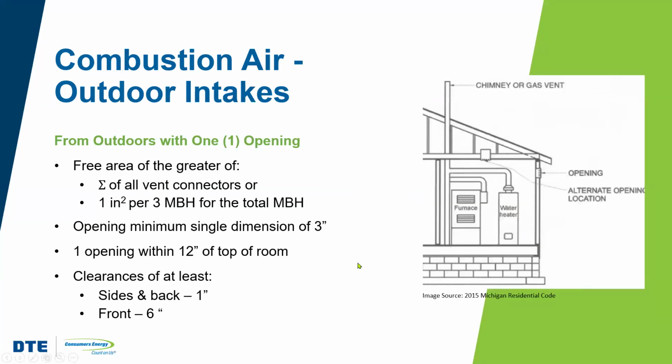If you only had one opening, right, then you're going to have 1 inch for every 3 MBH of equipment capacity. And you're going to have that opening within 12 inches of the top of the room, and you're going to want to be sure. Maintaining clearances is always important, but it's especially important if you've only got one opening. You want to make sure that you've got not just clearances for service and maintenance, but you've also got clearance for sufficient airflow.